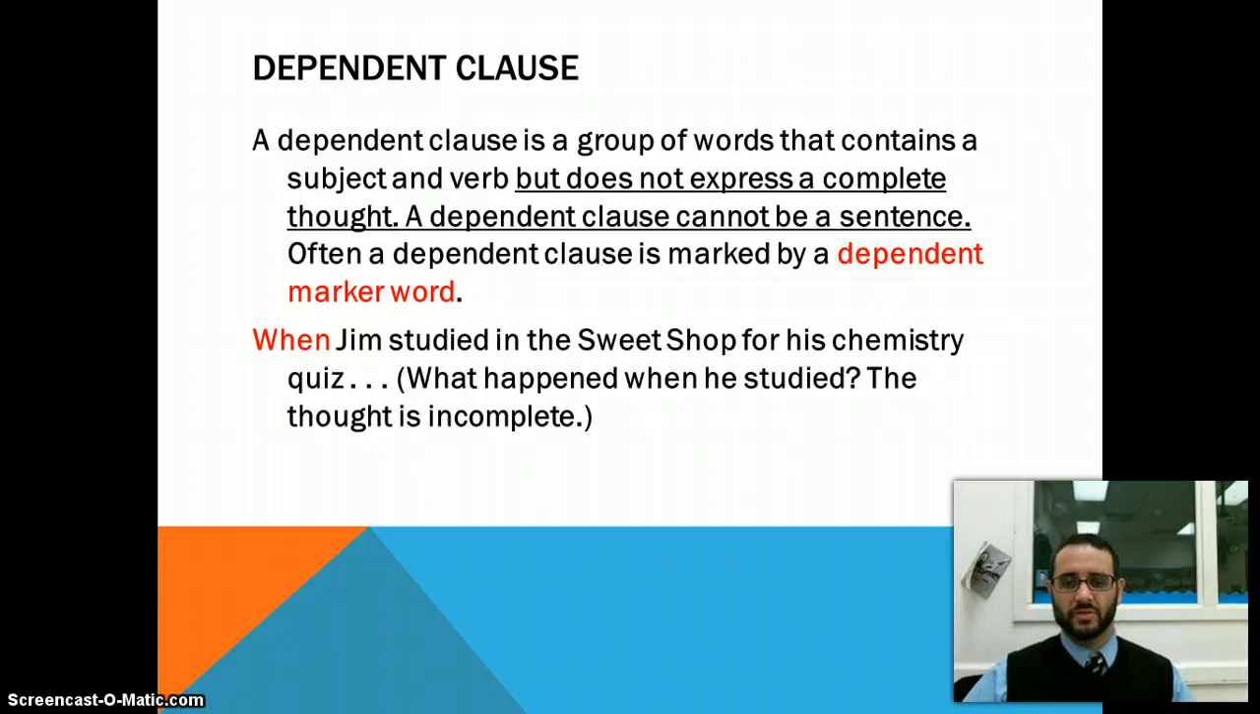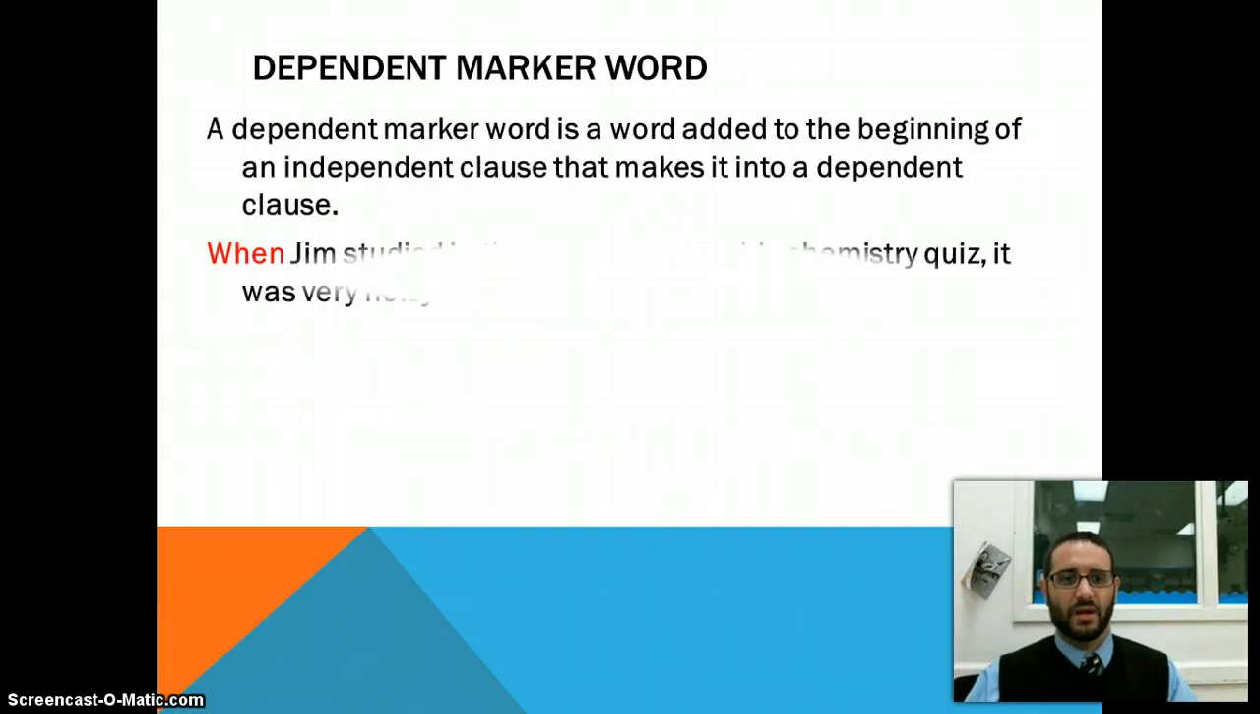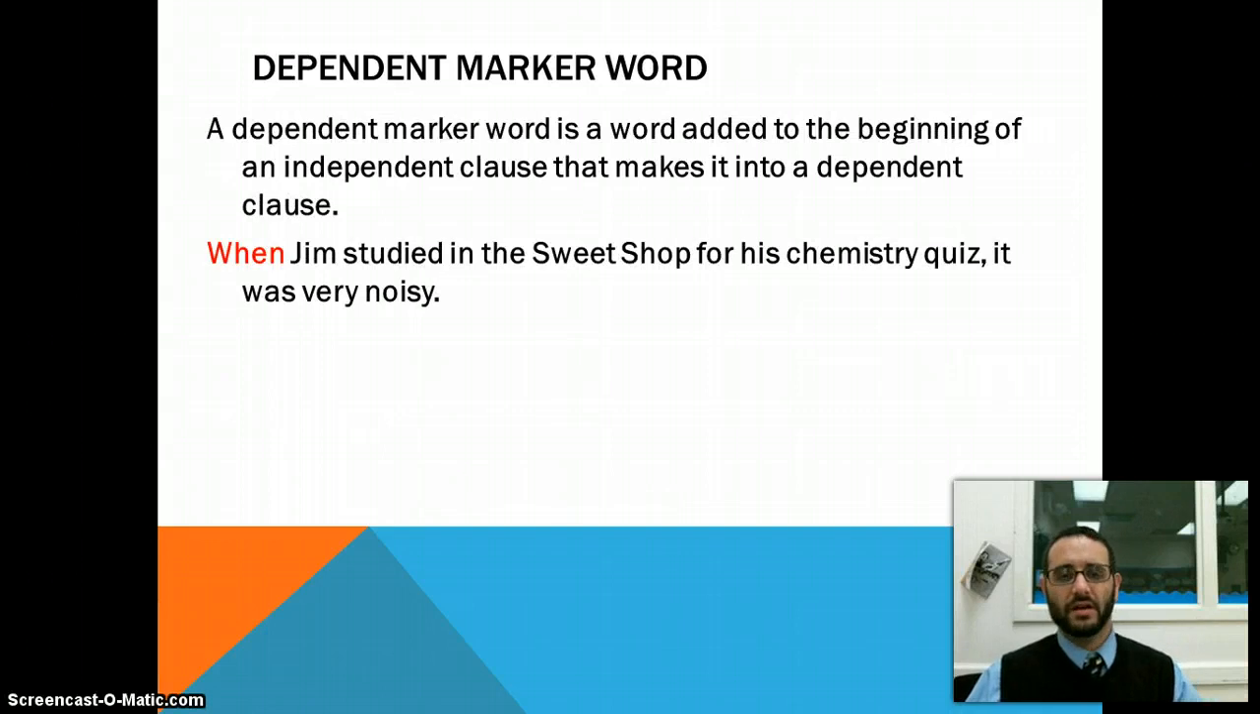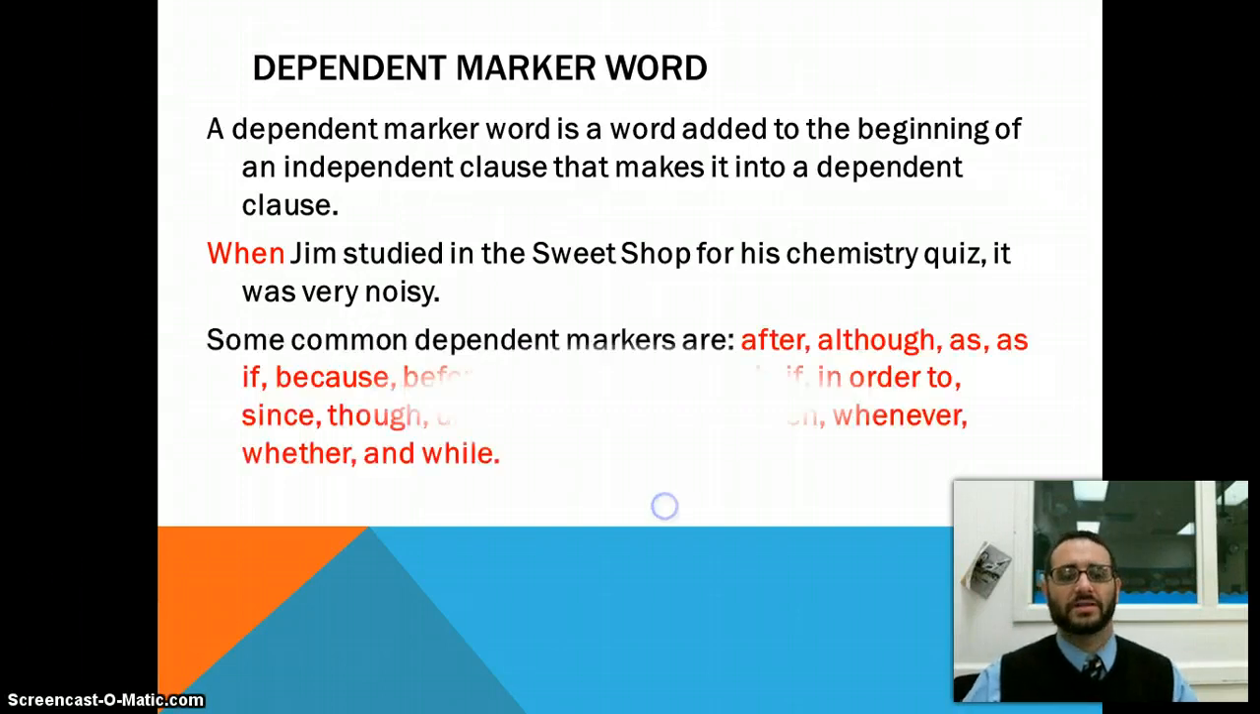When Jim studied in the sweet shop for his chemistry quiz, now that's not a complete thought. There is a subject, there is a verb, but it's an incomplete thought. So we need to add to it. We need an independent clause to make that make sense. Okay? When, again, is your dependent marker. You need to add something like, it was very noisy. So when Jim studied in the sweet shop for his chemistry quiz, it was very noisy. Now you have a complex sentence.